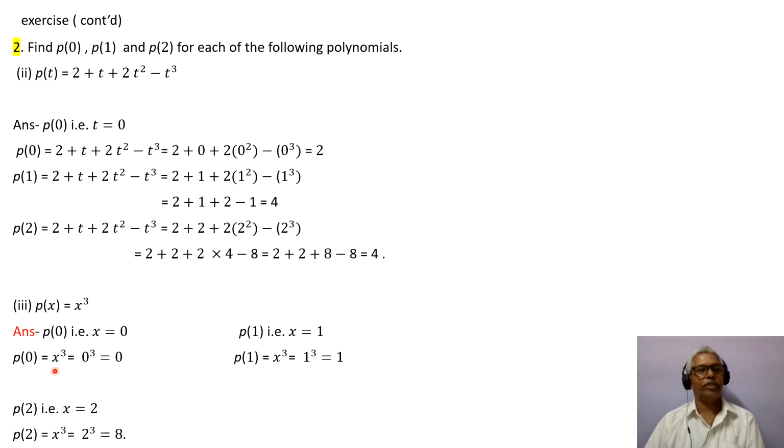Yes, p0, x cube is 0 cube, which is 0. Here x equal to 1, so p1 is x cube equal to 1 cube equal to 1. And for p2, where x equal to 2, x cube is 2 cube, that is equal to 8. That is the value of p(x) at x equal to 2, 1 and 0.